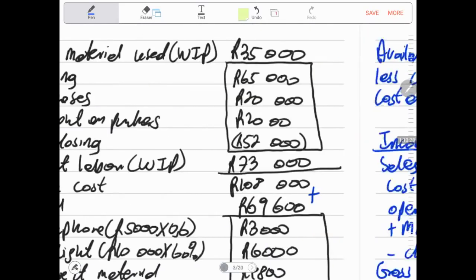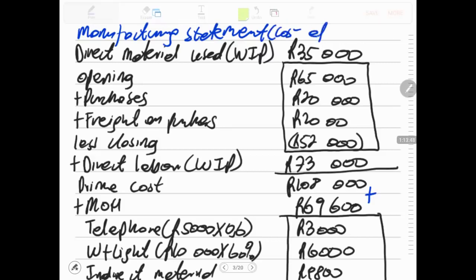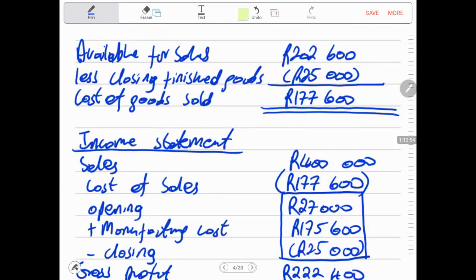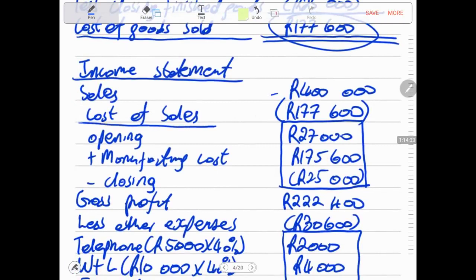This is the income statement. From here, this was a manufacturing statement. And I prefer to say this is cost of sales because all that we're calculating was just the cost of sales. Because at the end of the day, we ended up getting to the cost of goods sold. Cost of goods sold was 177,600. And we said here, less cost of sales, so this is 177,600.